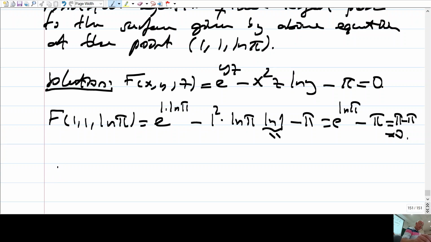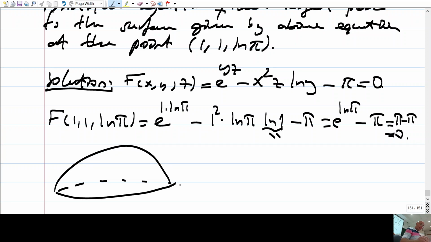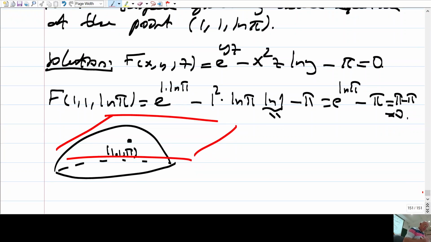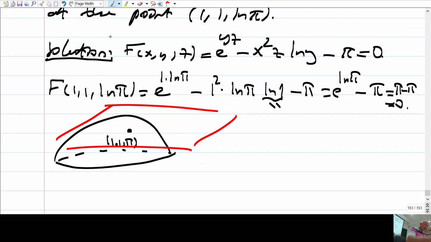So this is a surface something like this. Let me draw it like this, not exactly, but something like it. And we are given a point here, 1, 1, ln pi, and we have a tangent plane to this surface. Okay, and we are asked to find the equation of the tangent plane. How can we do this?